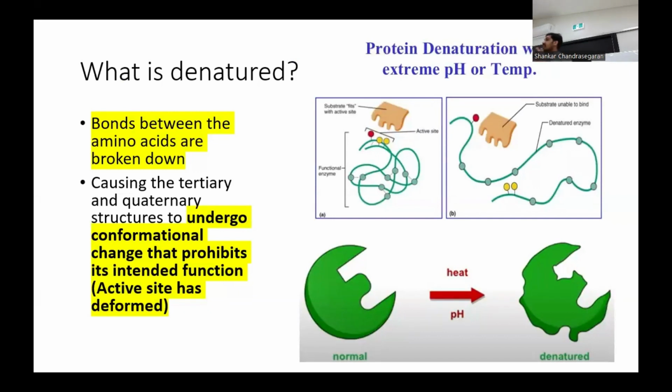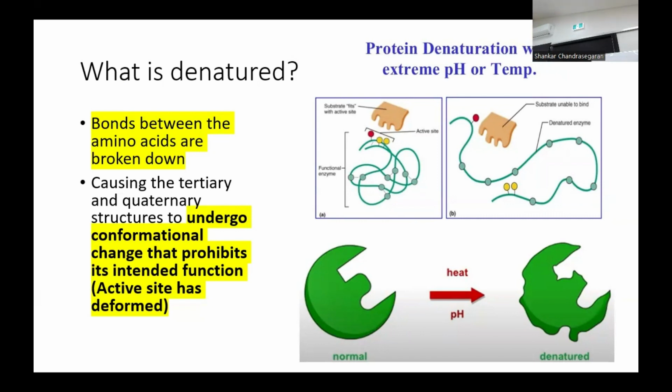A protein is only functional when it has folded into a tertiary or a quaternary structure. So as soon as those structures are broken down and it's becoming a different shape, it loses its function. That is what it means to be denatured, where the bonds between the amino acids have been broken down, which causes it to undergo conformational change that prohibits its intended function. So essentially, the active site has been deformed.